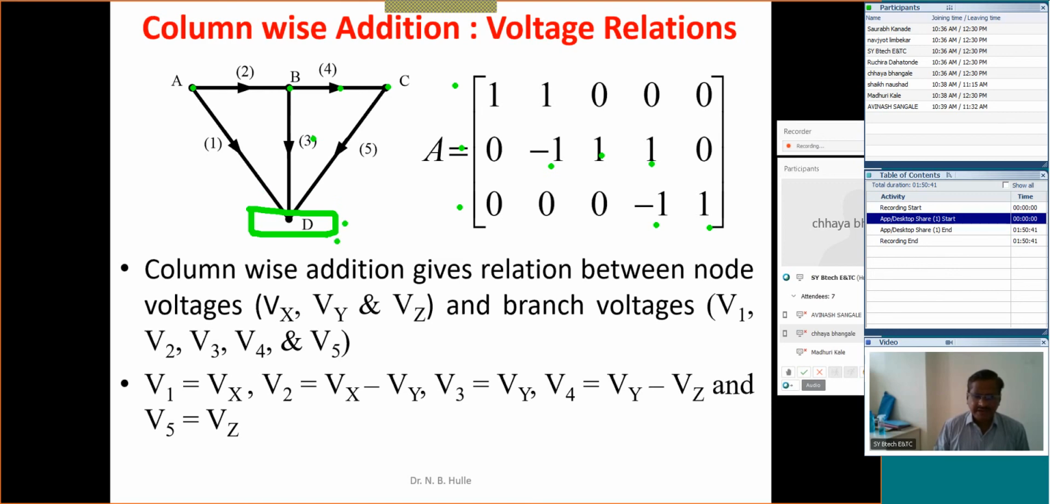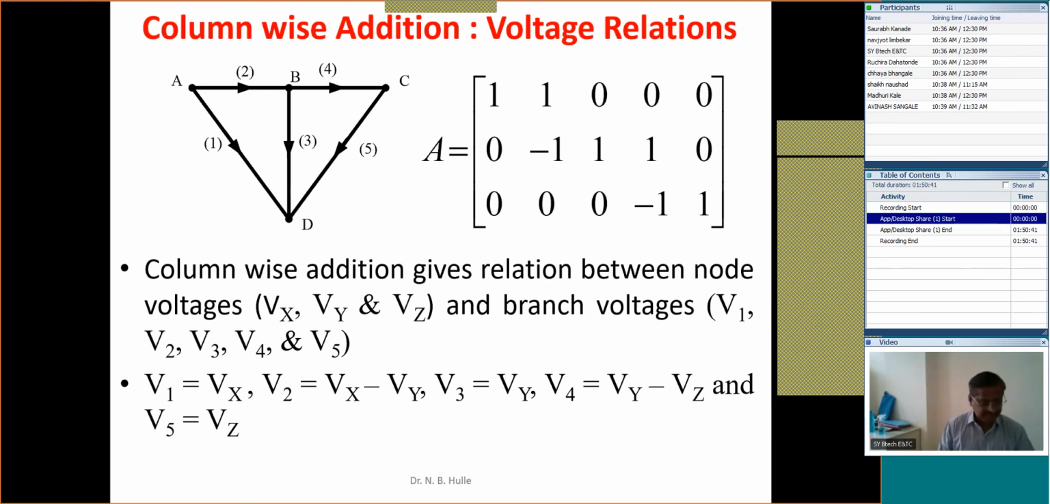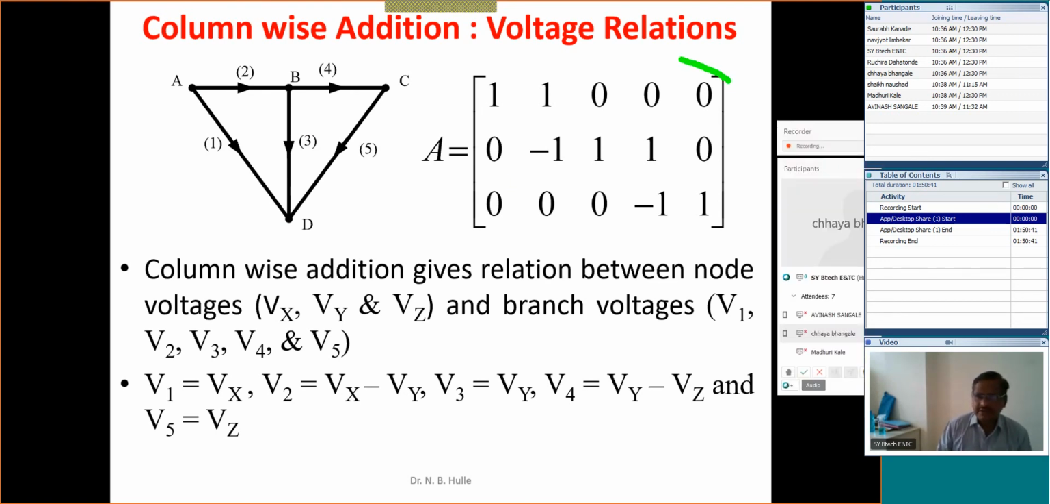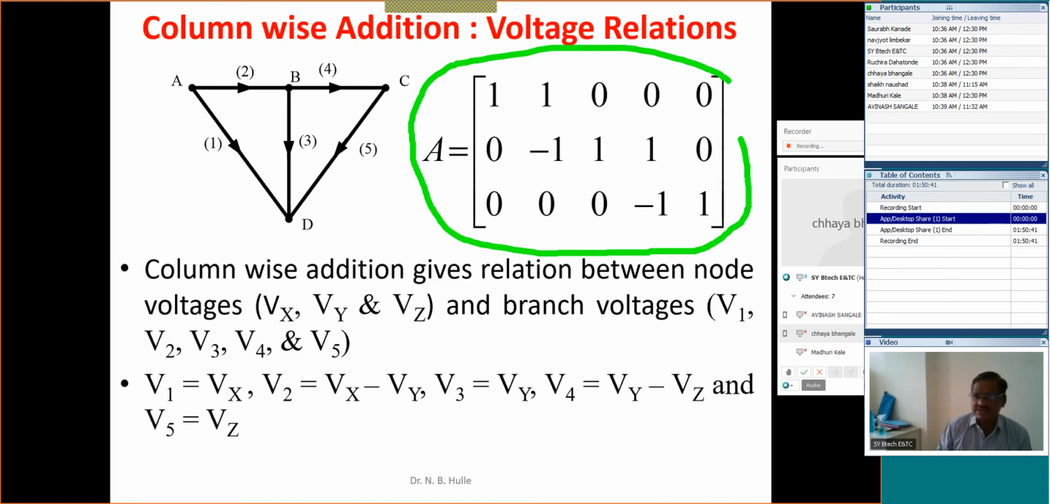And we have deleted the row which is related to this reference node, as we do in the nodal analysis method also. Is it right? What I mean to say is, whatever I have presented here is not the incidence matrix, this is the reduced incidence matrix. Means we have deleted one of the rows in this particular case.